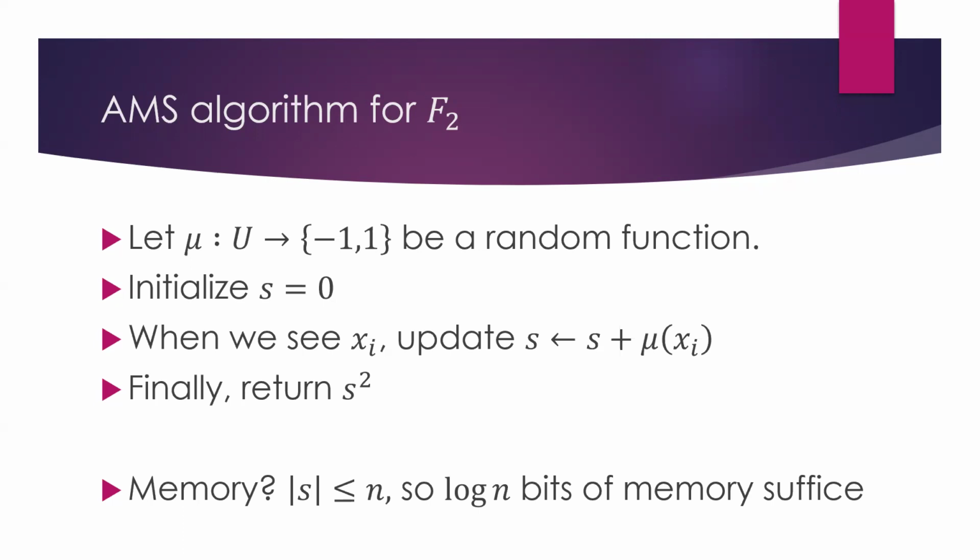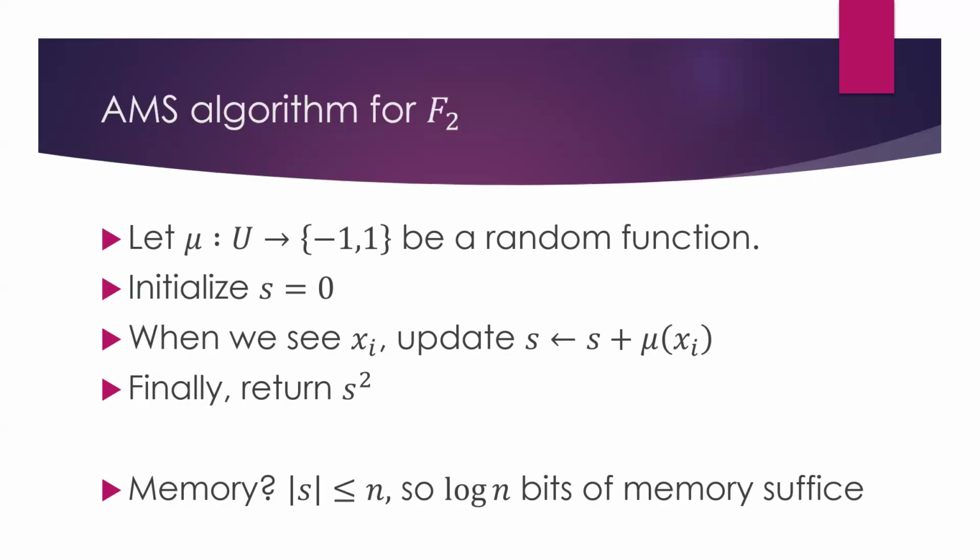But what did I compute? What is s squared? What did I return? One thing to notice is, let's look at the extreme cases. If, for example, all of the elements in my stream were the same element, now the second frequency moment should be n squared, right? I have one element with frequency n, then F2 is n squared. Then what I see in S at the end of this algorithm is just either plus n or minus n, because I added the same thing n times. And then S squared will be n squared, exactly the F2.